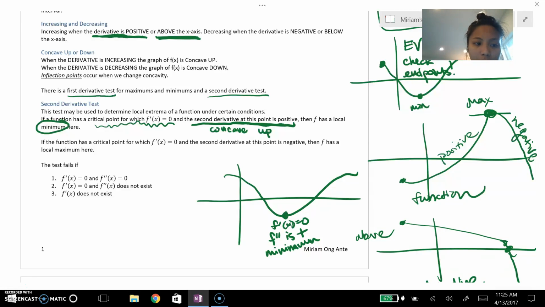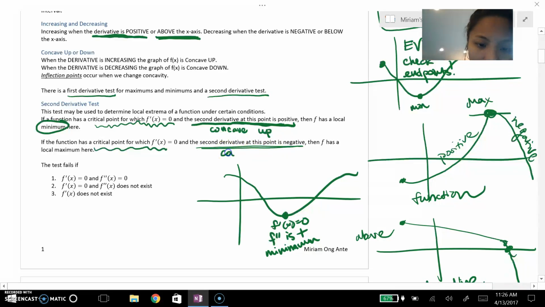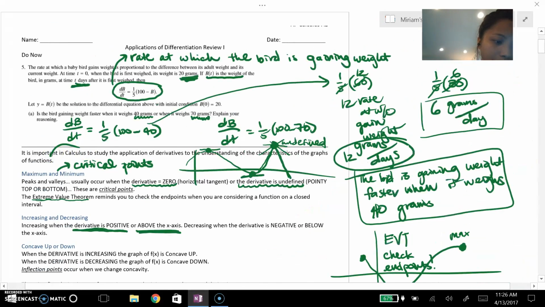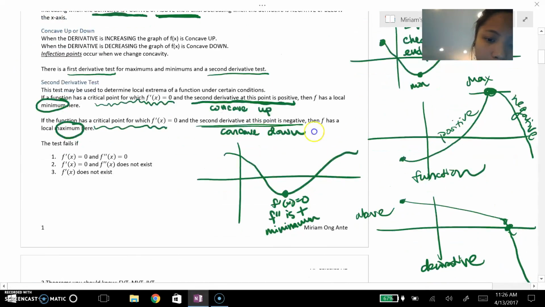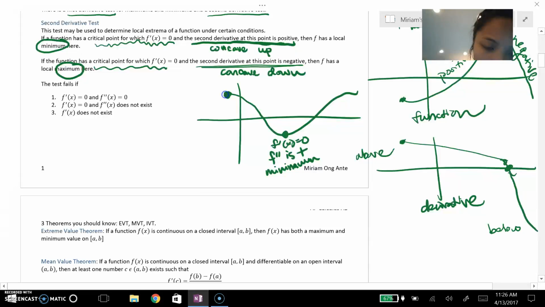The second derivative test also says that if you have a critical point, so same as earlier, and the second derivative there is negative, meaning concave down, then you must have a maximum there. And the explanation here is the same. So let's say I'm looking at my picture and the critical point here is this dot, and the second derivative there is negative, meaning I'm concave down. Then this point has to be a maximum.